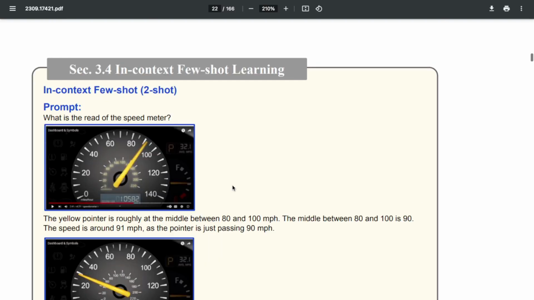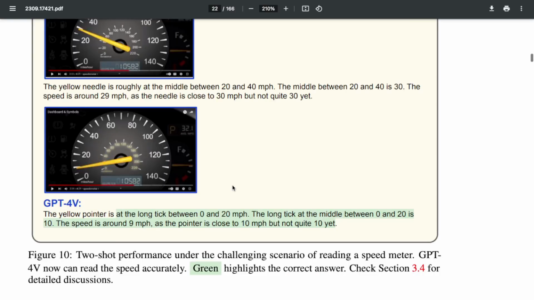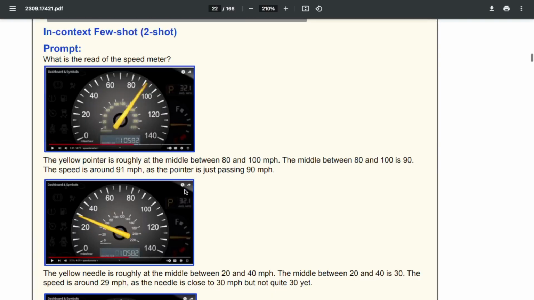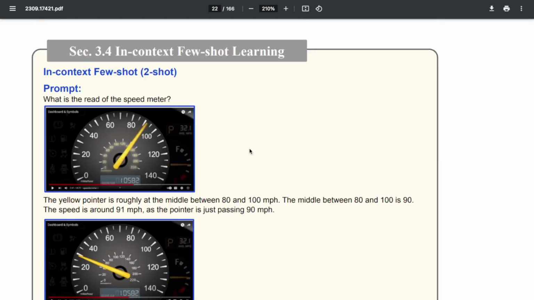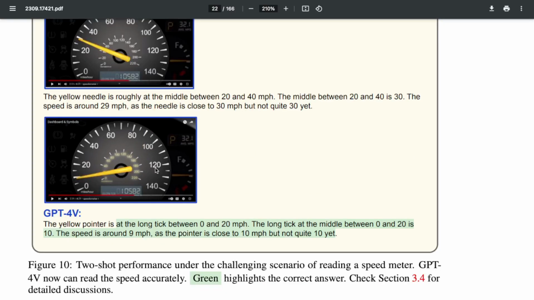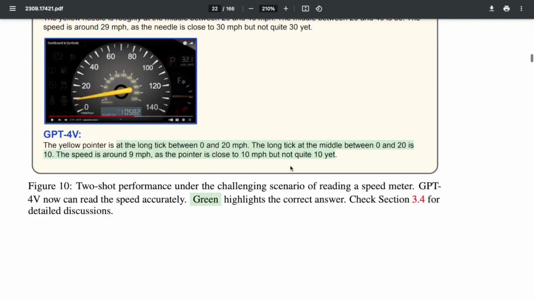There's another example of in-context few-shot learning. So here we give it more examples. In here, we give it 2 examples, and now it works. So in the case of this, you would have to provide it with initial examples within the prompt itself, and then it's able to answer that correctly. It took a lot of convincing, but it seems that worked.